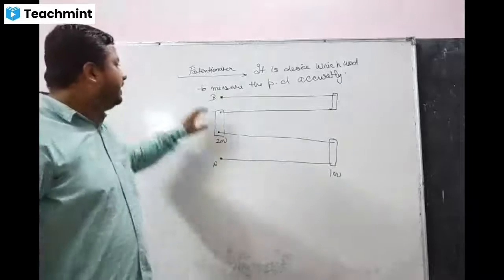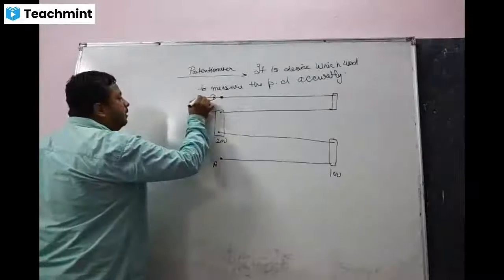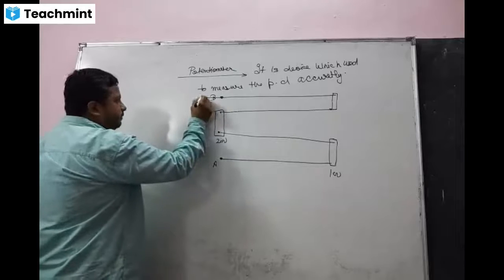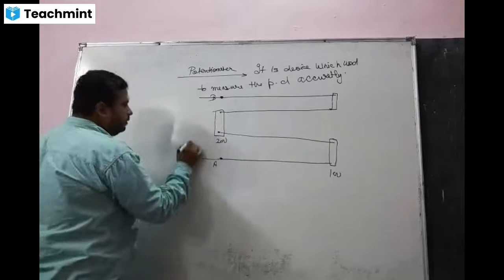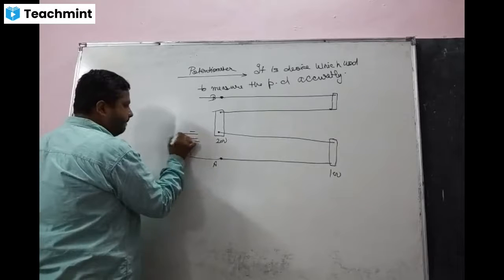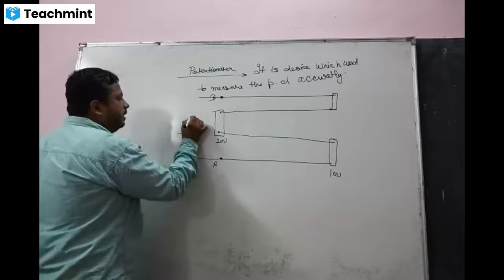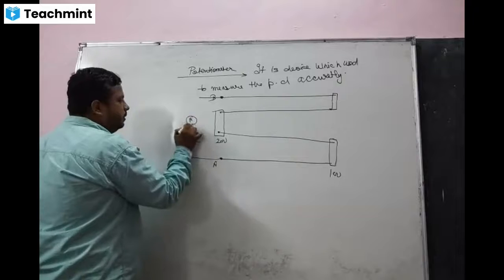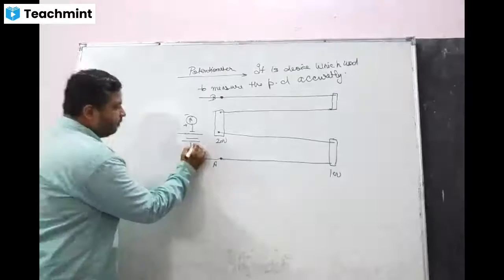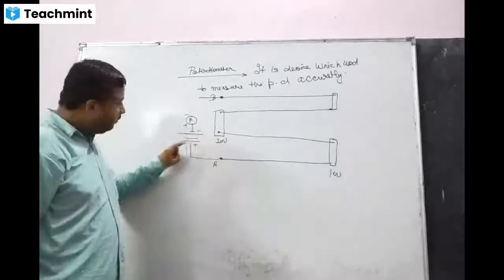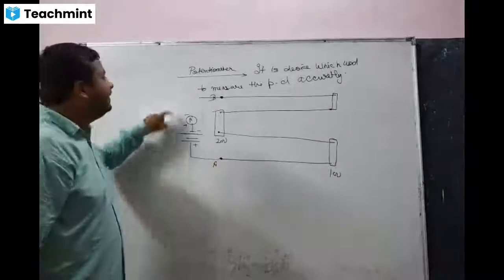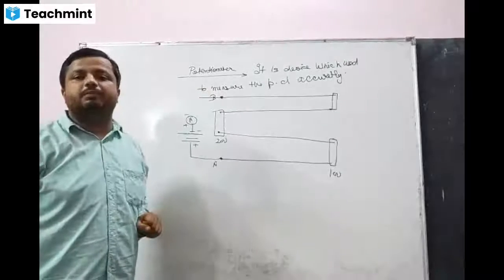In this, we connect points A and B by a battery. We use a battery, an ammeter, positive and negative terminals. Firstly, the battery is positive, then negative. Point A is connected with the positive terminal and point B is connected with the negative terminal.